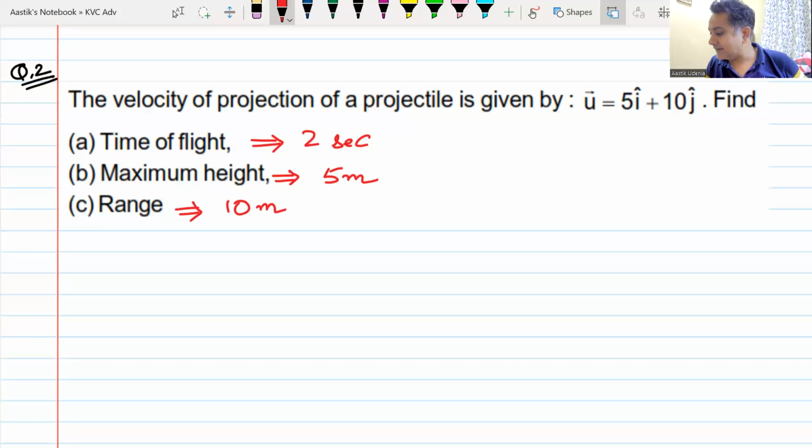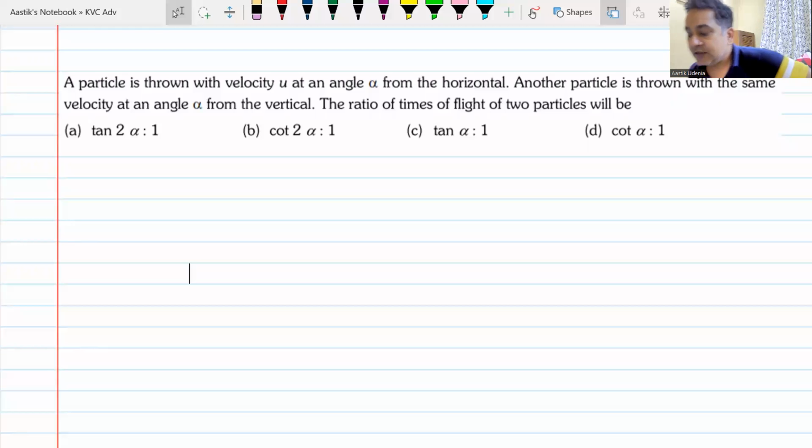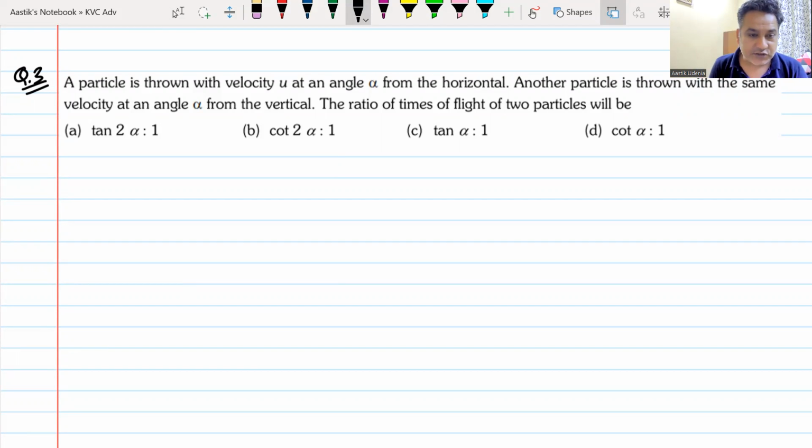And this is the next question. Question number 3. The more the number of questions you do, the better are your chances. A particle is thrown with a velocity u at an angle alpha from the horizontal. Another particle is thrown with the same velocity at an angle alpha with the vertical. What is the ratio of the time of flight? I'll give you 2 minutes to solve this.